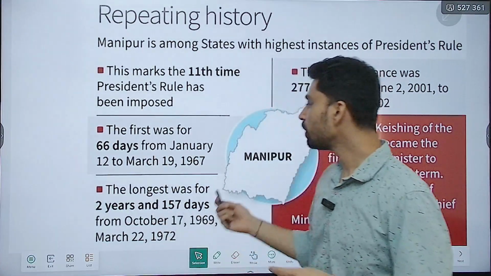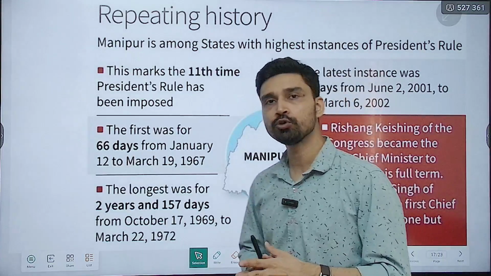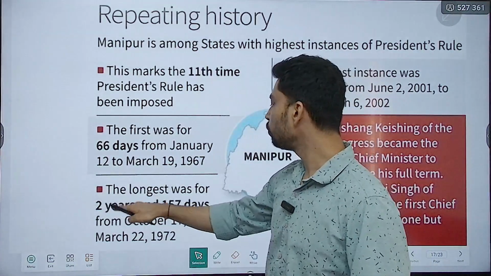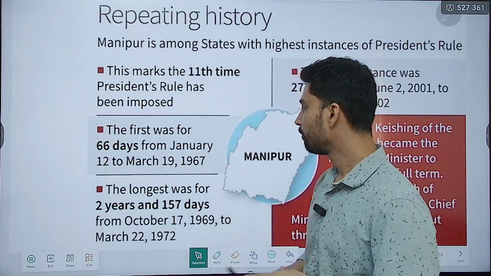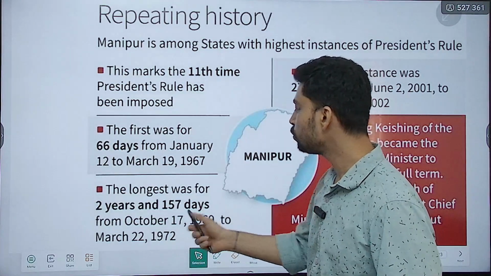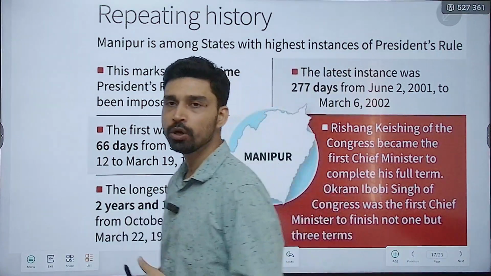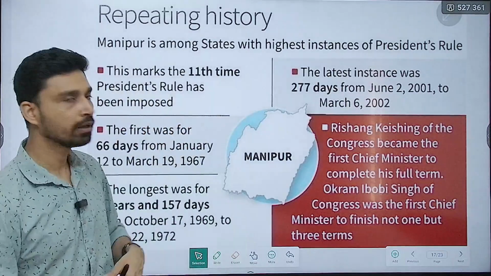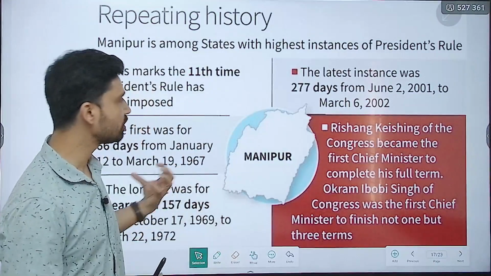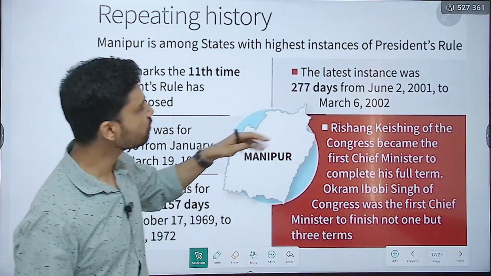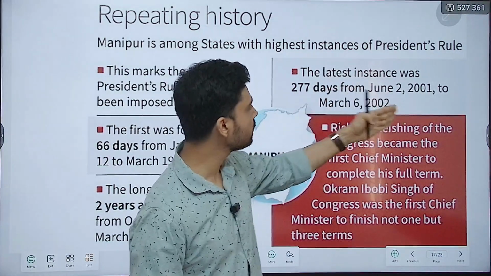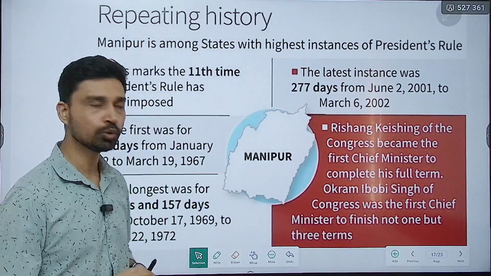The longest was, however, if we talk about the president rule imposition in the state of Manipur, for a period of 2 years and 157 days from October 17, 1969 to March 22, 1972, because of the violence in this state, or you can say the instances of violence in that state. The latest instance was 277 days from 2001 to March 6, 2002.